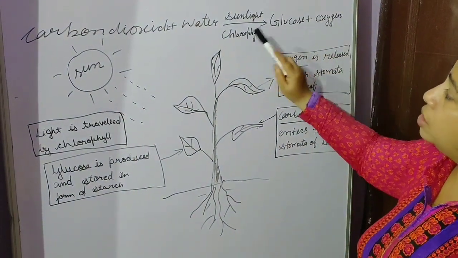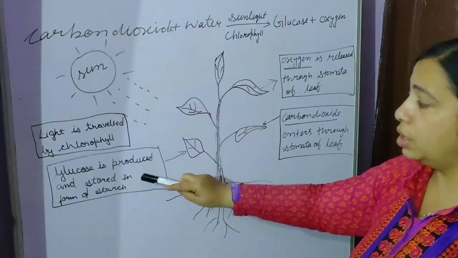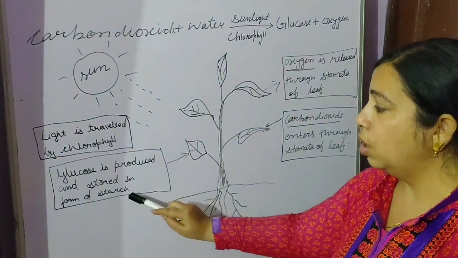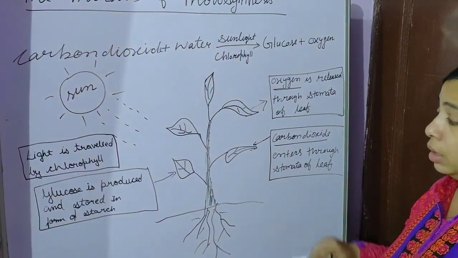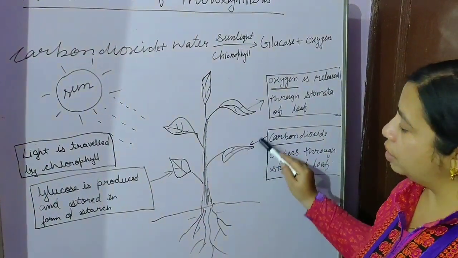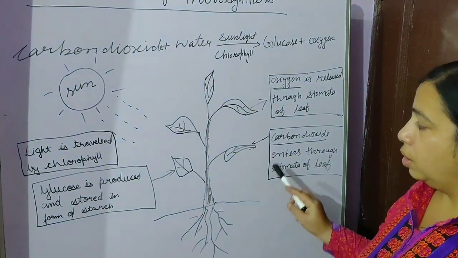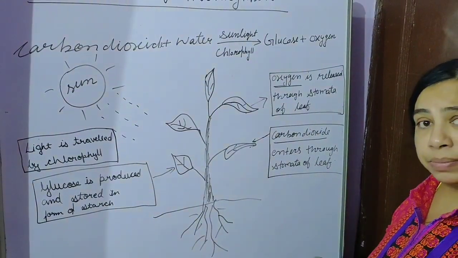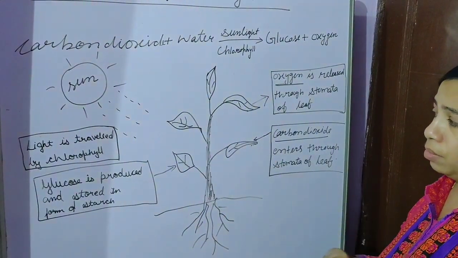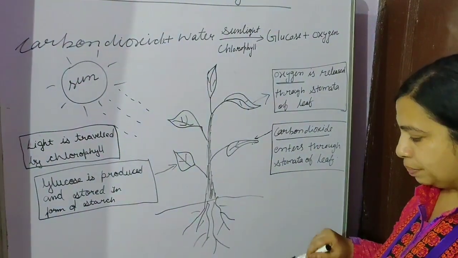After that, the plant's food is known as glucose. Glucose is produced and stored in the form of starch, which is also in the leaves. That's why leaves are always known as the kitchen or food factory of the plant. So the plant's food is always prepared in the leaves. Leaves play a very important role during the photosynthesis process.